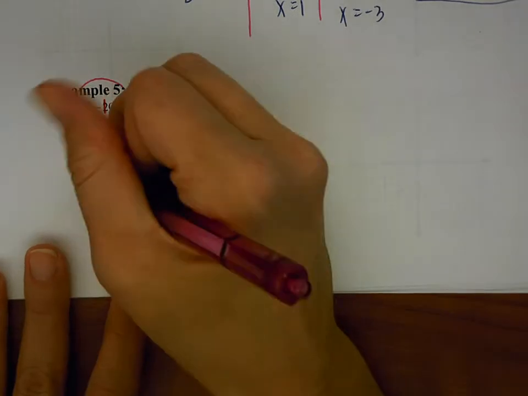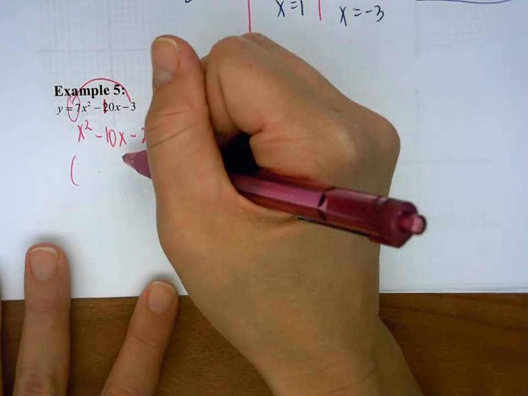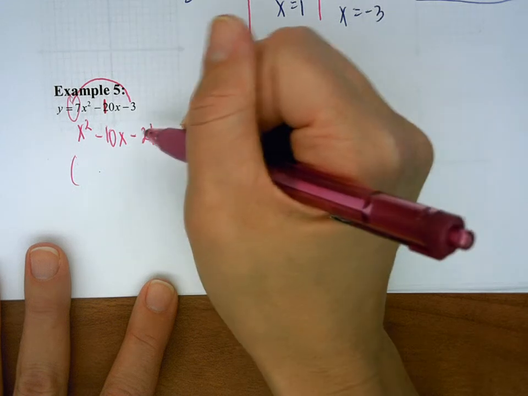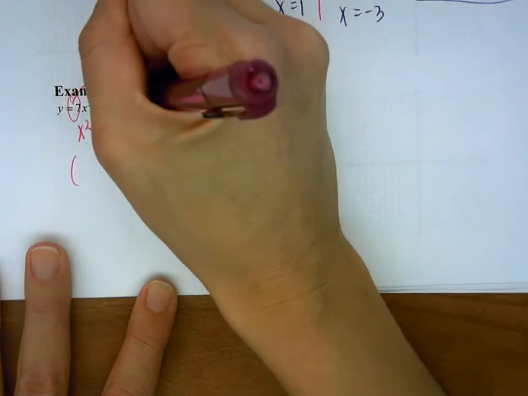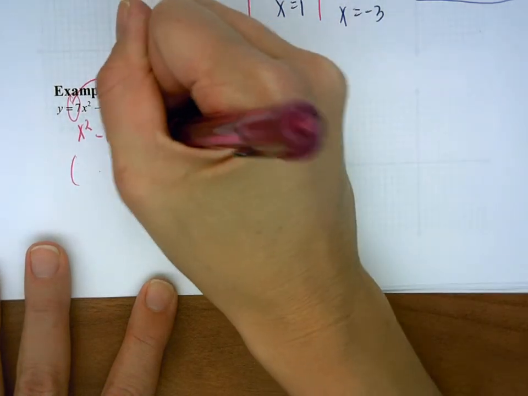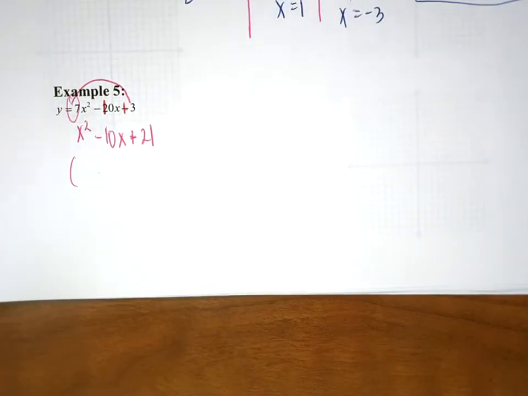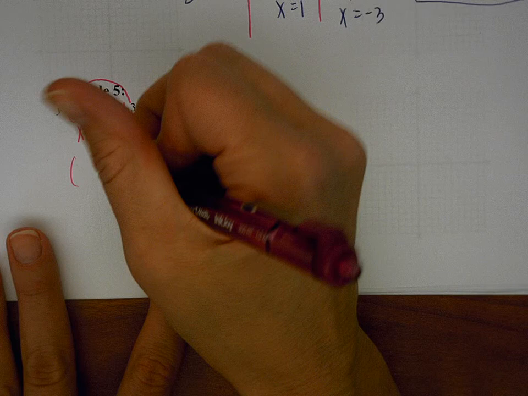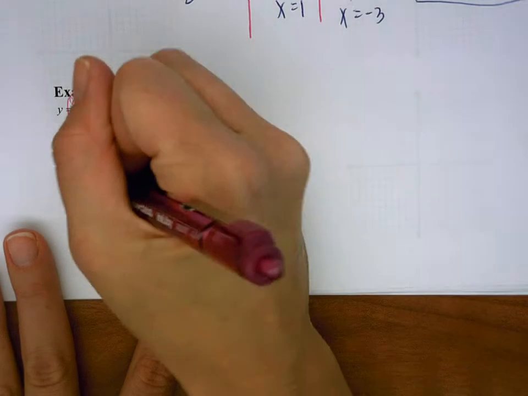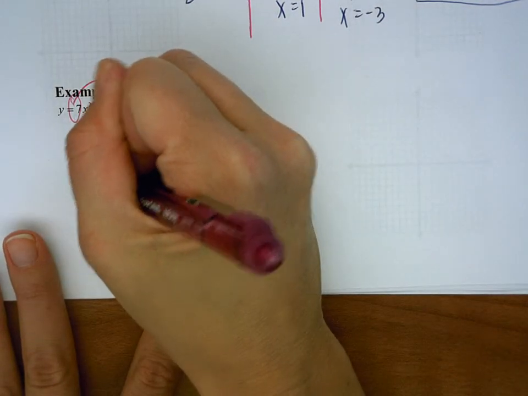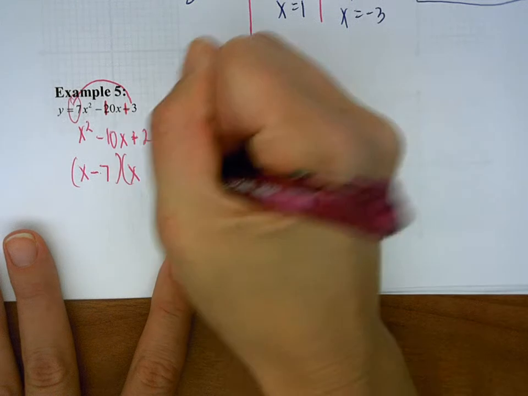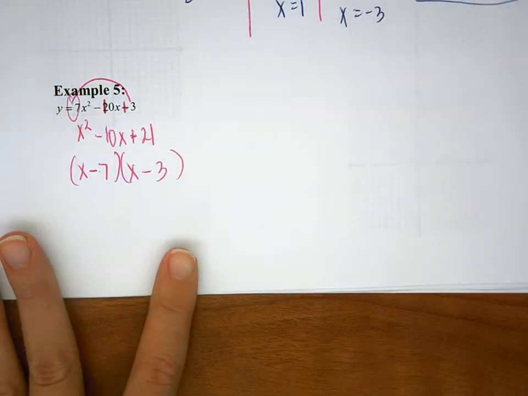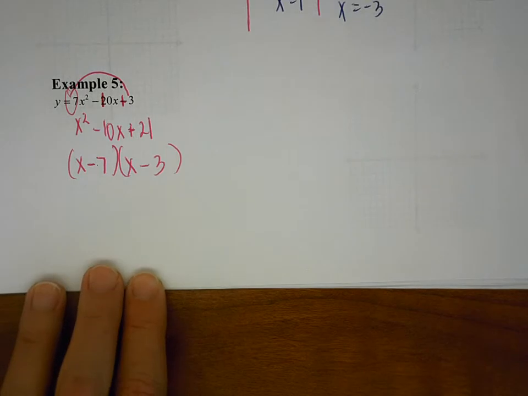What multiplies to be negative? Oh, good. That was supposed to change too. Thank you. Was that supposed to be negative? No, it's supposed to be positive. Okay, so what ends up multiplying to be positive 21 and adding to be negative 10? 7 and 3. So we get x minus 7, x minus 3. Those add to be negative 10, multiply to be positive 21.